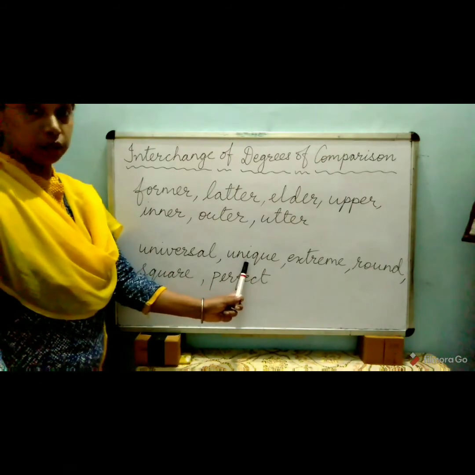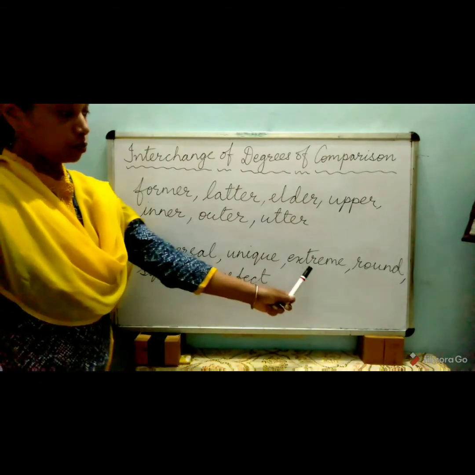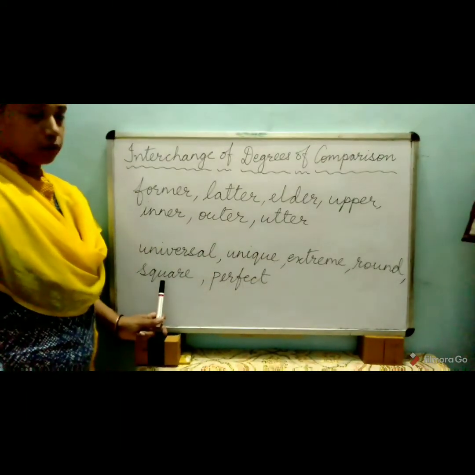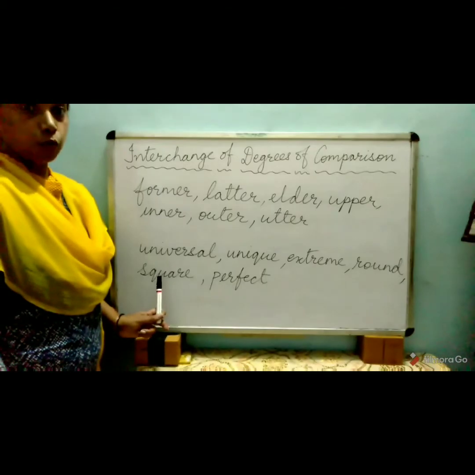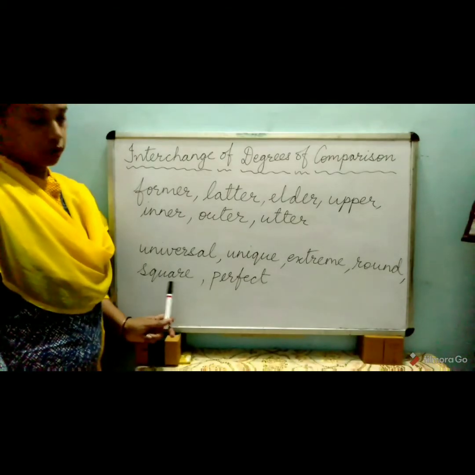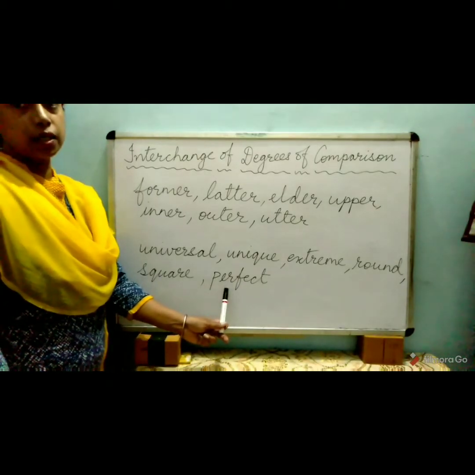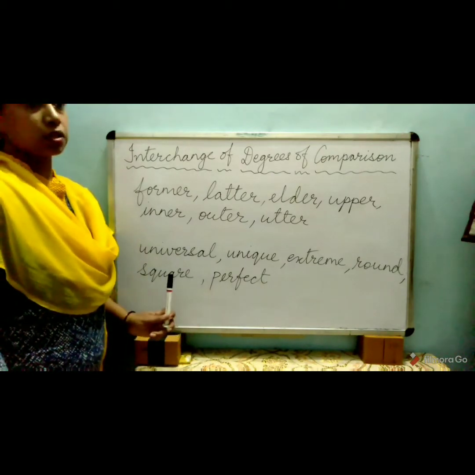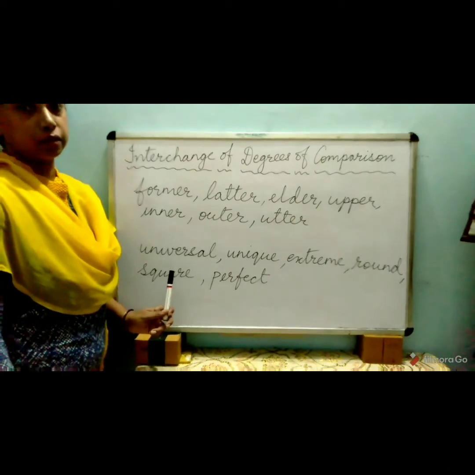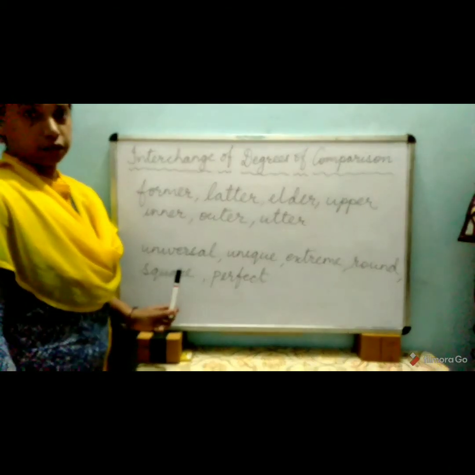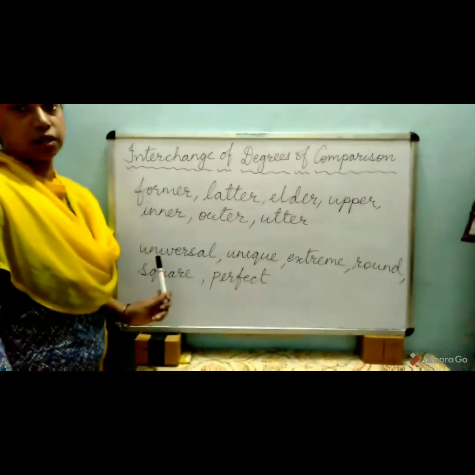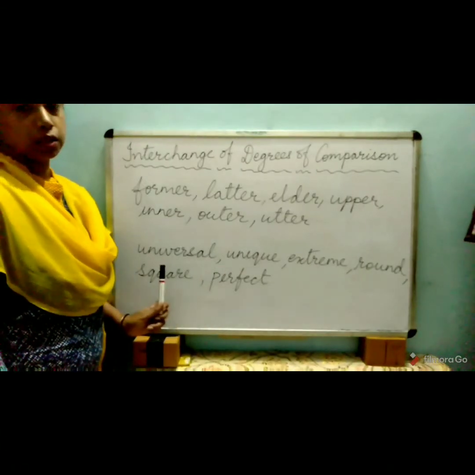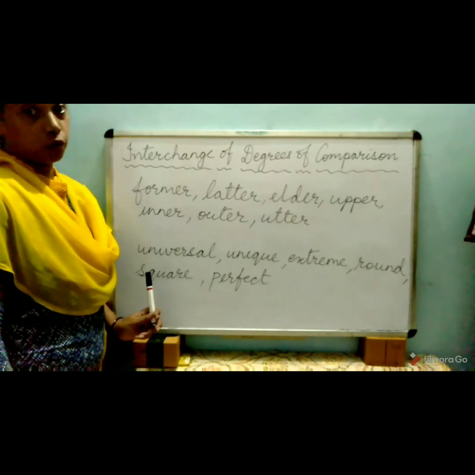Unique means only one that exists. Extreme is the highest degree. Then round, square. There is nothing that is more round or more square. Then perfect also is the highest degree of quality. We don't say, for example, this is the most perfect idea. That will be wrong English. So we should avoid such expressions. We should avoid using more and most with these words because it will be wrong English.